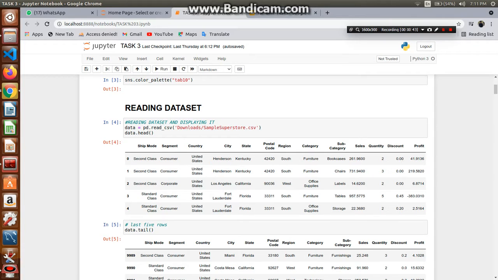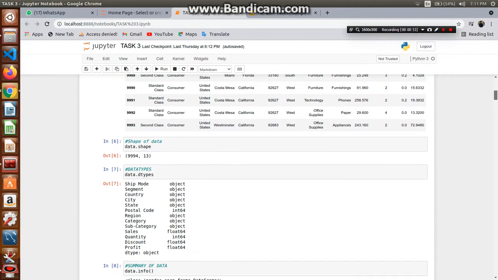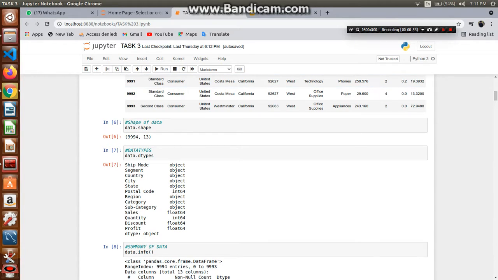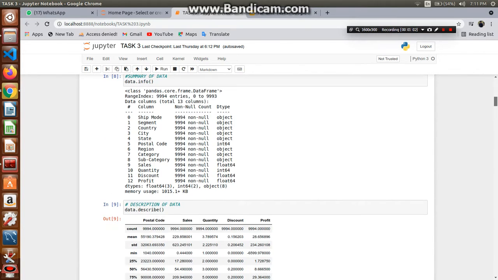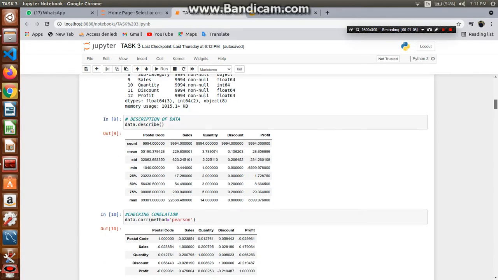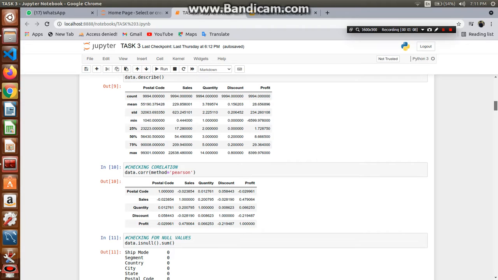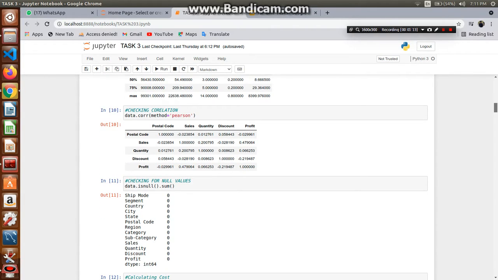After that we use a .head function in order to get a peek view of all the data. After that in order to get the ending view we can use the .tail function, and we cannot manually count, so you will use data.shape. So there are 994 rows and 13 columns. After that we check all the data types and the information, whether there are null values or not, and what are its data types. We use the describe function in order to get all the numerical values, that are count, mean, standard deviation, all the quartiles and minimum and max values.